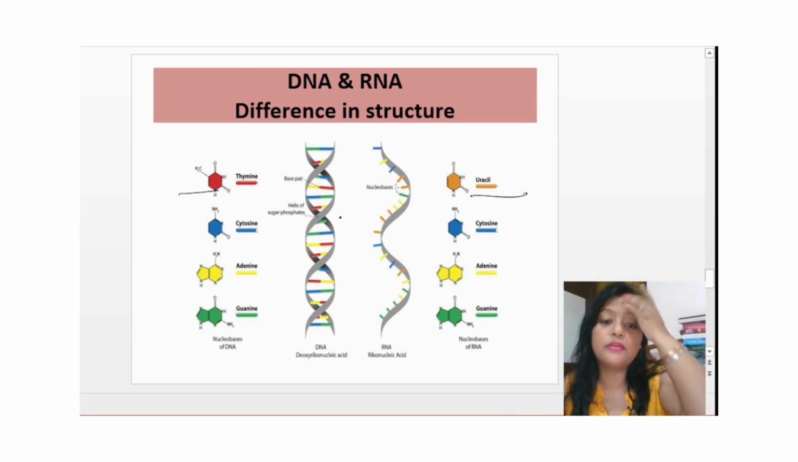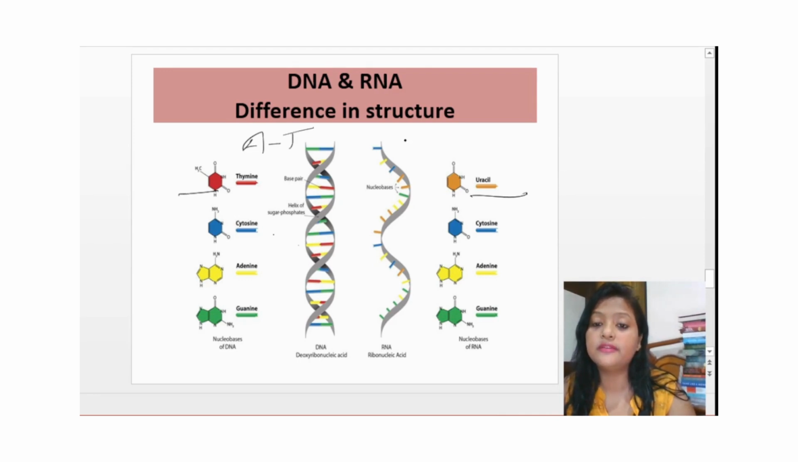Now the helical structure is formed by sugar and phosphates. They are also the same, but here it is single stranded, and here it is double stranded. So this is the difference: single stranded, double stranded. Also, the base pairing is different. Here bonding is between A and T, base pairing is A and T. Here, what is the base pairing? A and U, not T. So that is a difference. Remember that. DNA is a double helical structure, double stranded, and RNA is single stranded. This is the difference.